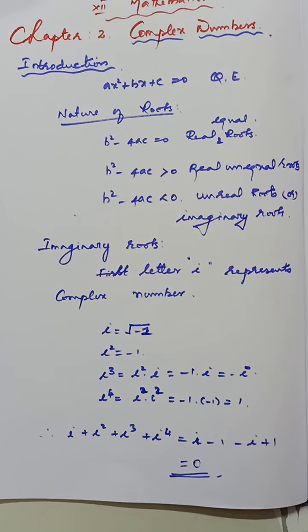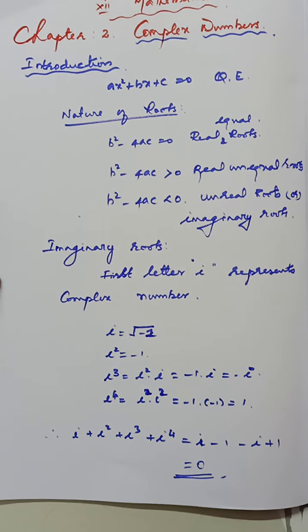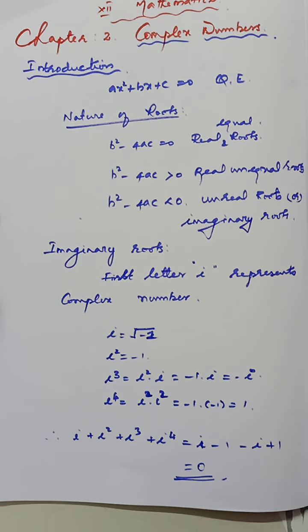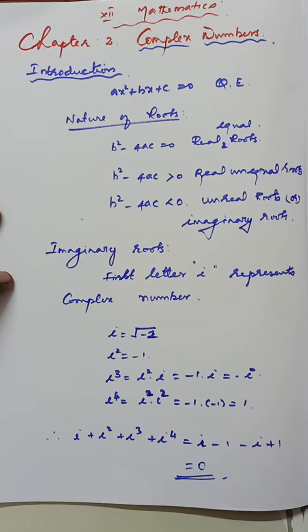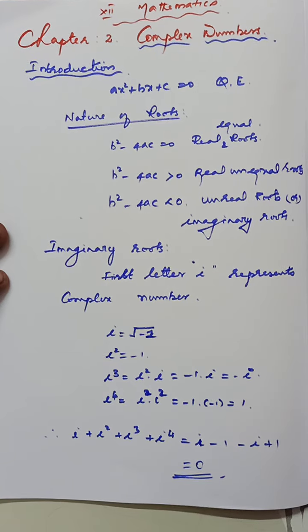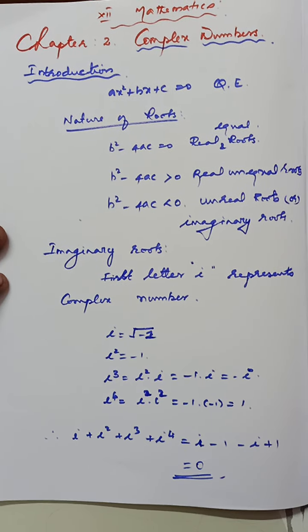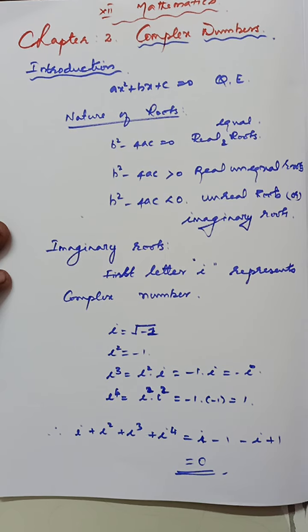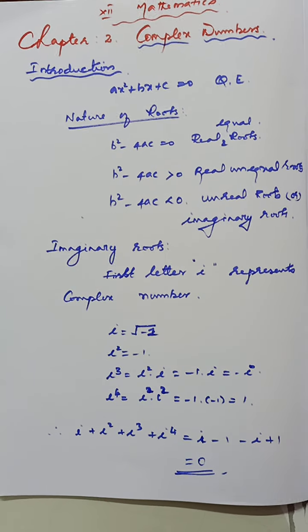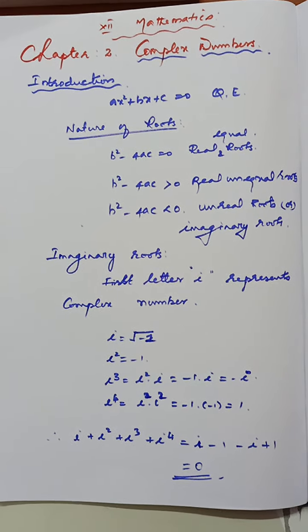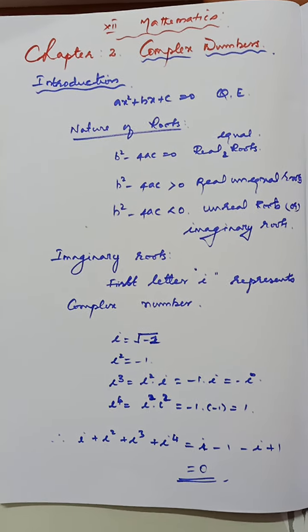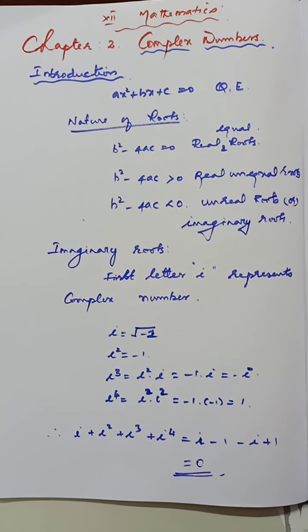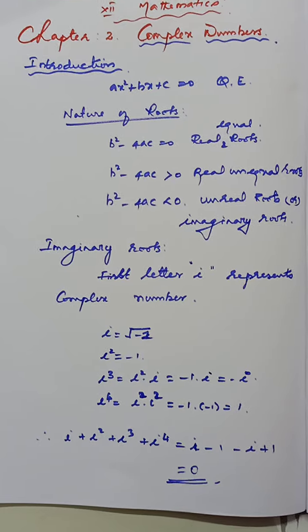b² − 4ac = 0 means your roots are real and equal. b² − 4ac > 0 means your roots are real and unequal. b² − 4ac < 0 means unreal roots, that is imaginary roots. So your imaginary roots are nothing but your complex numbers. For imaginary roots, the letter i represents your complex number.